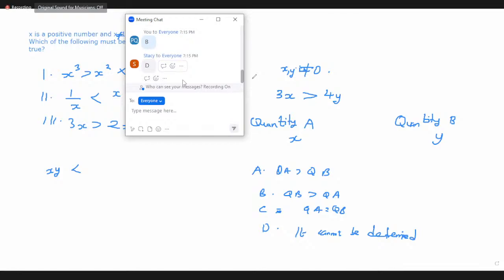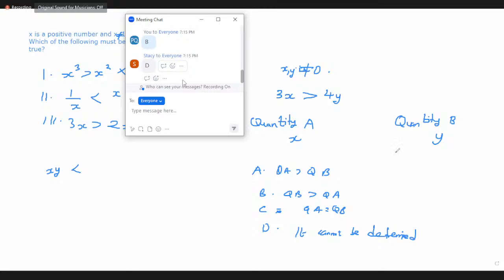Robert, why do you go for D? X and Y can either be negative or positive. So in that case, A to C is out. Good, brilliant. So Robert is right. Do you see what's happening here?